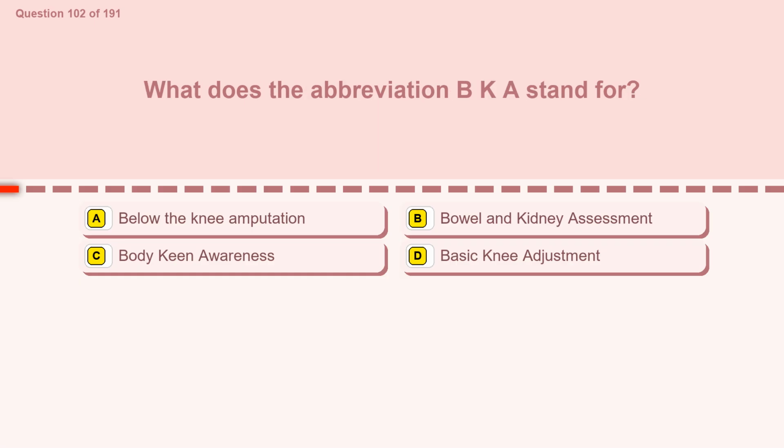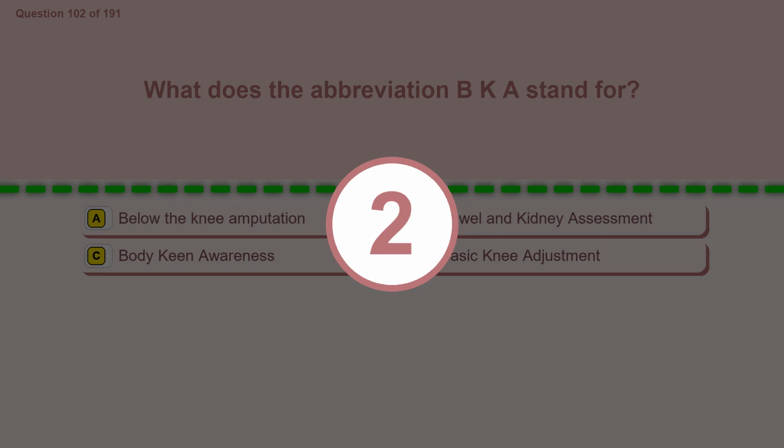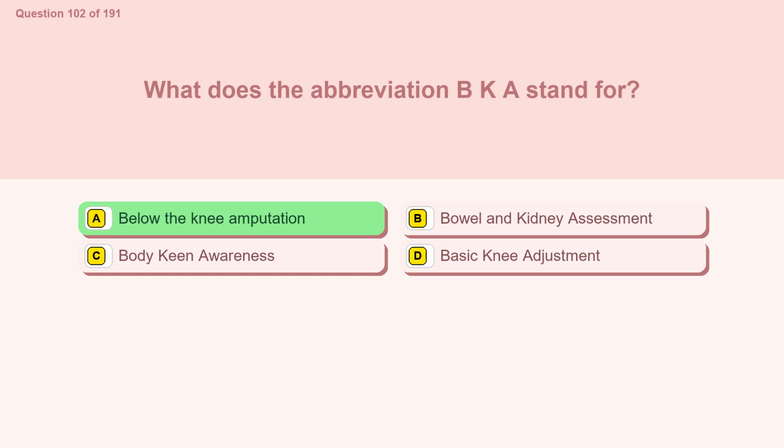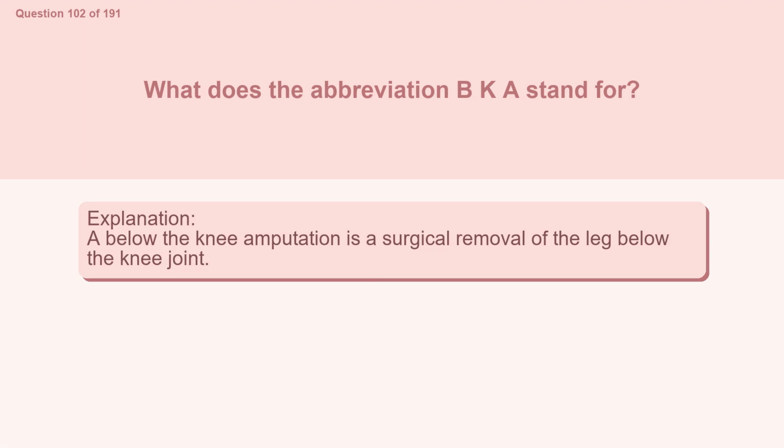Question 102. What does the abbreviation BKA stand for? Option A, below the knee amputation. Option B, bowel and kidney assessment. Option C, body keen awareness. Option D, basic knee adjustment. The correct answer is option A, below the knee amputation. A below the knee amputation is a surgical removal of the leg below the knee joint.